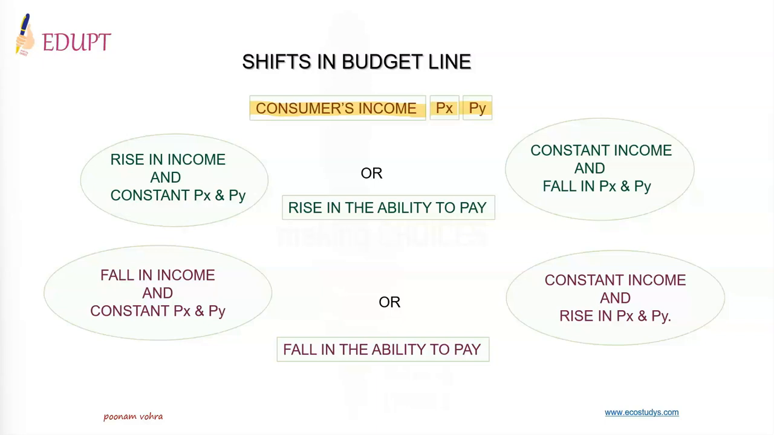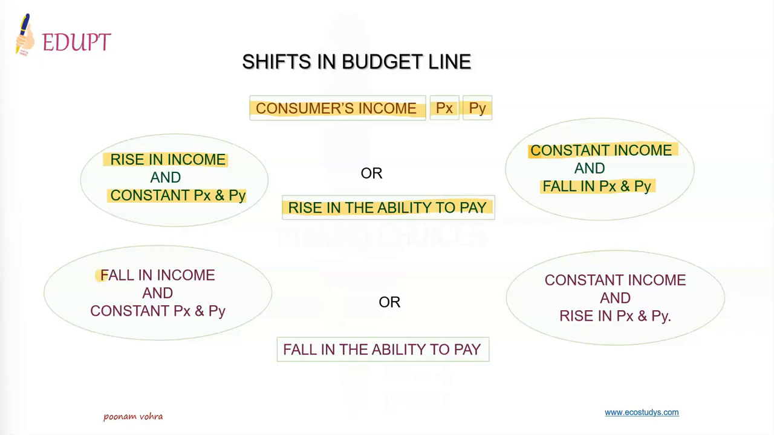There may be a possibility that consumer's income rises, but prices of both the goods remain constant, or there may be constant income of the consumer but fall in the prices of both the goods. In either of the situations, there would be rise in the ability to pay of the consumer and he can afford to buy more of both goods.